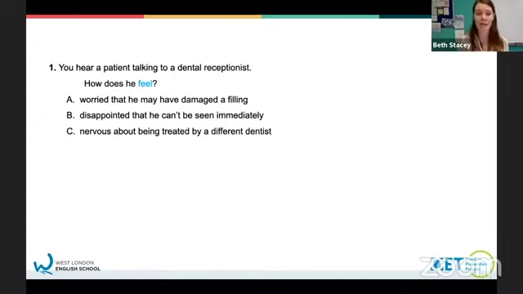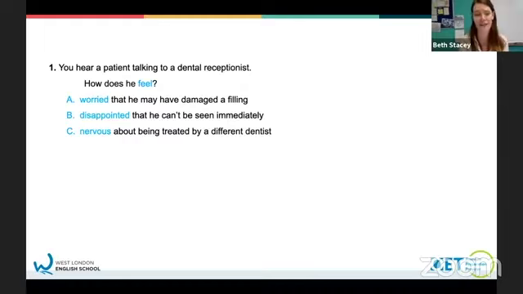They might be conveyed through language. I mean, they probably will be conveyed through language, but also the tone of voice. So if they're worried, they'll sound a little bit anxious, like, oh, but I'm not sure about, I'm on edge, I'm nervous. So let's have a look through these. We've got worried, disappointed, and nervous. So how does the patient feel?